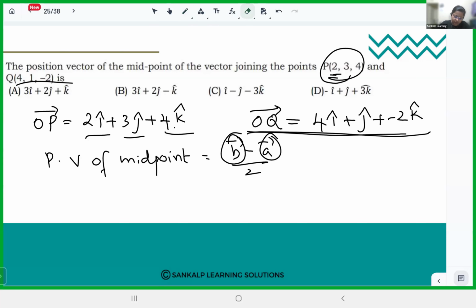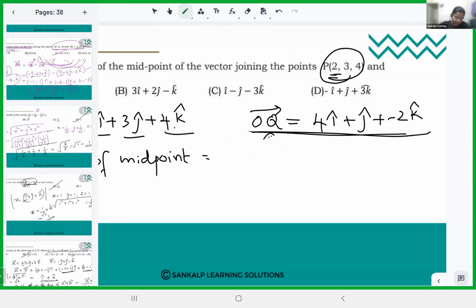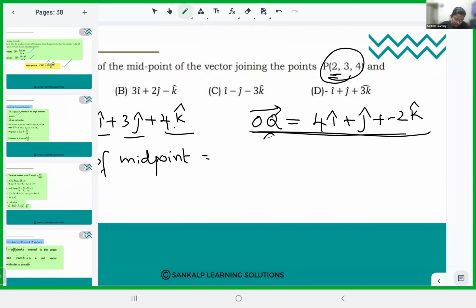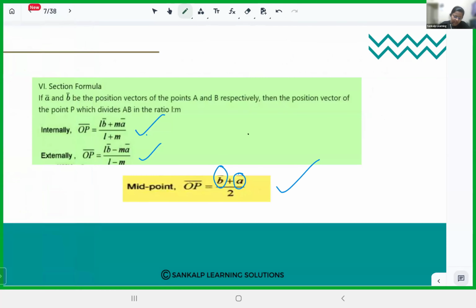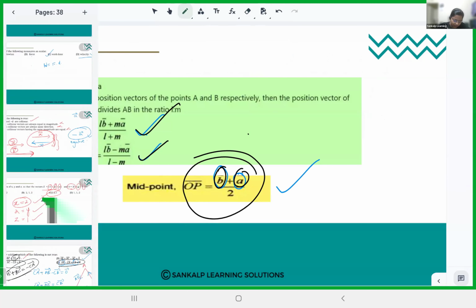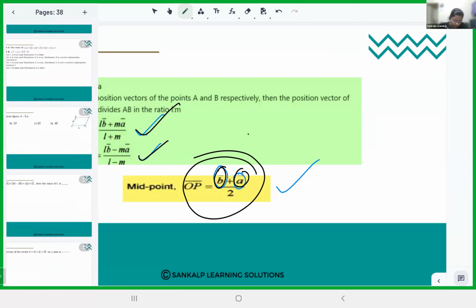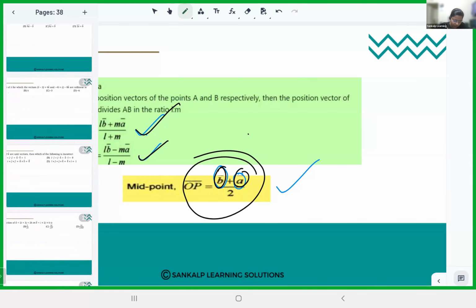I'm really sorry. So this is actually the section formula, when a point divides internally, externally, and midpoint also, isn't it? For midpoint, I think I have explained it in the introduction part. Here you can see that internally it is LB plus MA by L plus M. Externally, LB minus MA by L minus M. And here you can see that it is a midpoint, then it is just adding two vectors and then dividing by 2. So the position and all is not important because we are adding two vectors, right?